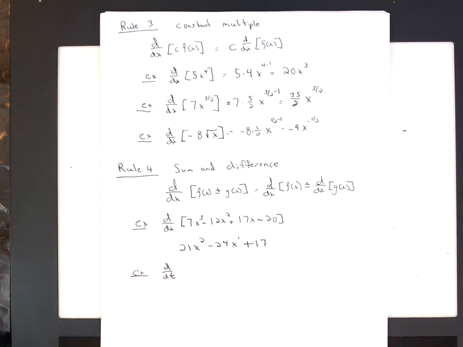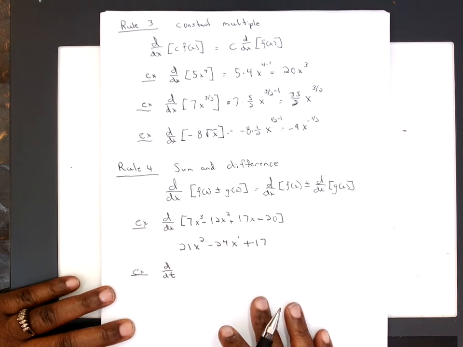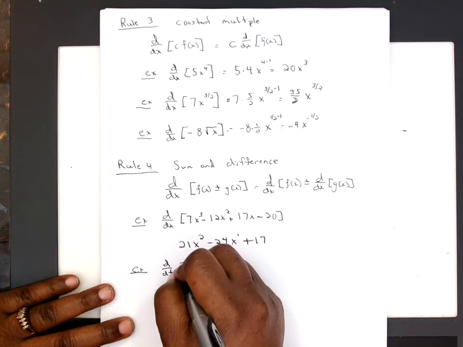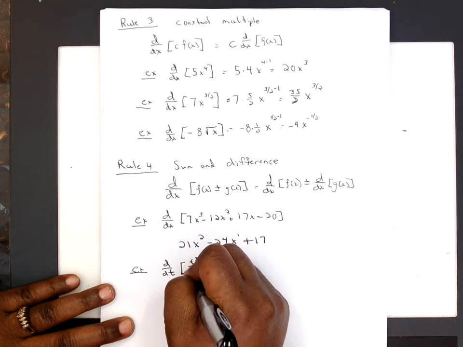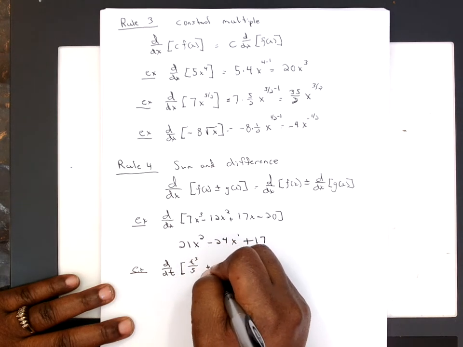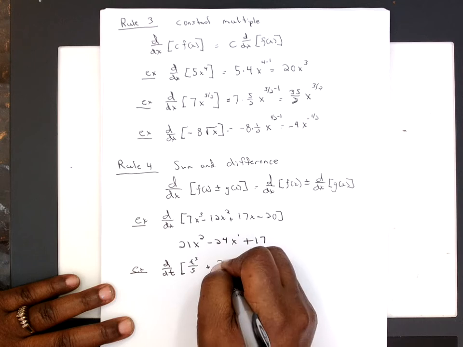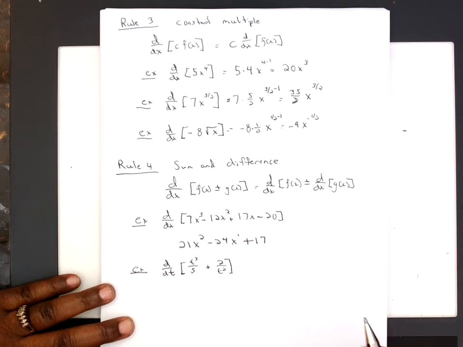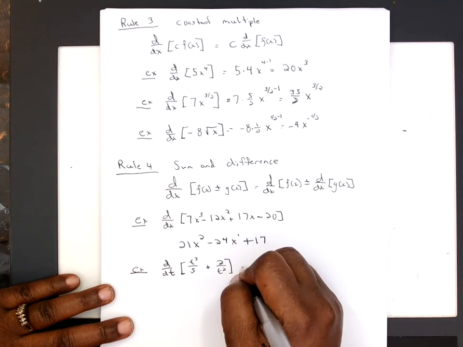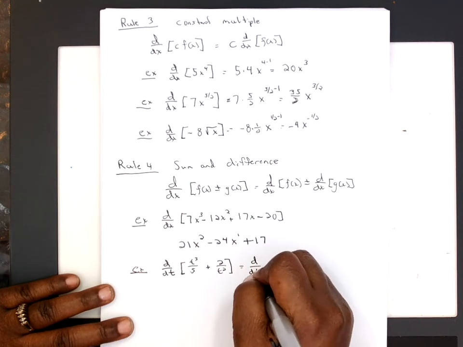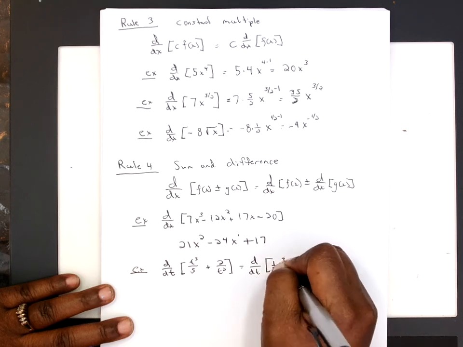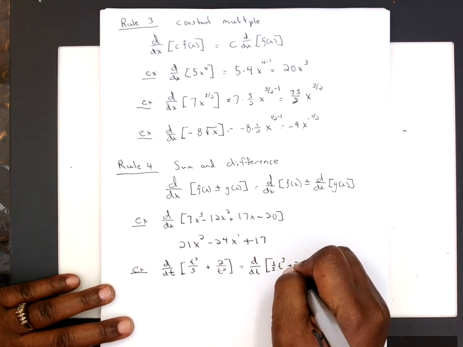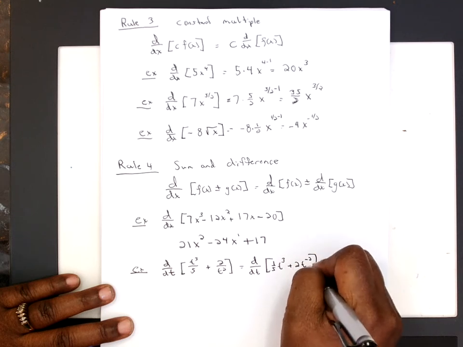You notice on this one I have a d dt, so that tells me I'm taking the derivative with respect to t instead of x like I had the other ones. So I have t cubed over 5 plus 2 over t squared. I want to rewrite it because I need just the variable to an exponent. So that is d dt of 1/5 t cubed plus 2t to the negative 2.